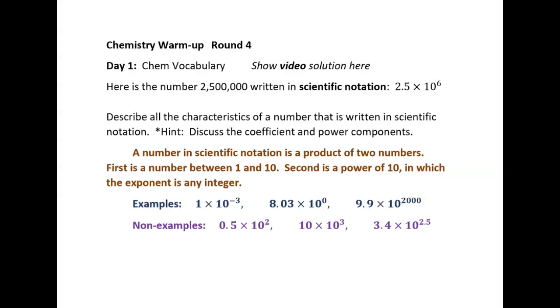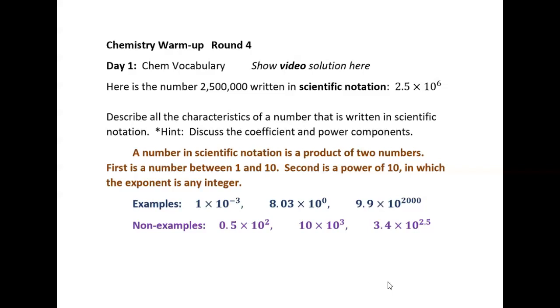I have three non-examples, numbers which are sort of like scientific notation, but they are not. In the first non-example, 0.5 times 10 to the 2, the 0.5 is not a number between 1 and 10. In the second example, 10 times 10 to the third power, again, the coefficient is not a number that's less than 10. In the last example, the coefficient 3.4 is okay, but this time the exponent on the 10 is not an integer.